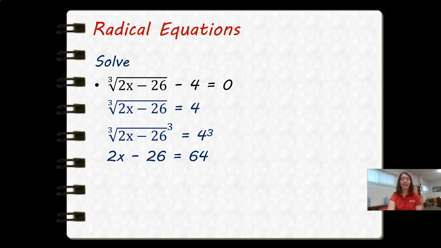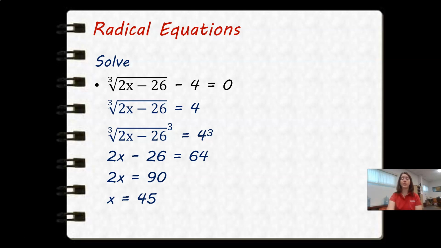Continuing to solve, as I finish getting x by itself, we're going to add 26, and that gives us 2x is equal to 90, and now divide by 2, so x is equal to 45. Don't forget, got to check my answer. So putting 45 back into the original question. 2 times 45 was 90. 90 minus 26 is 64.